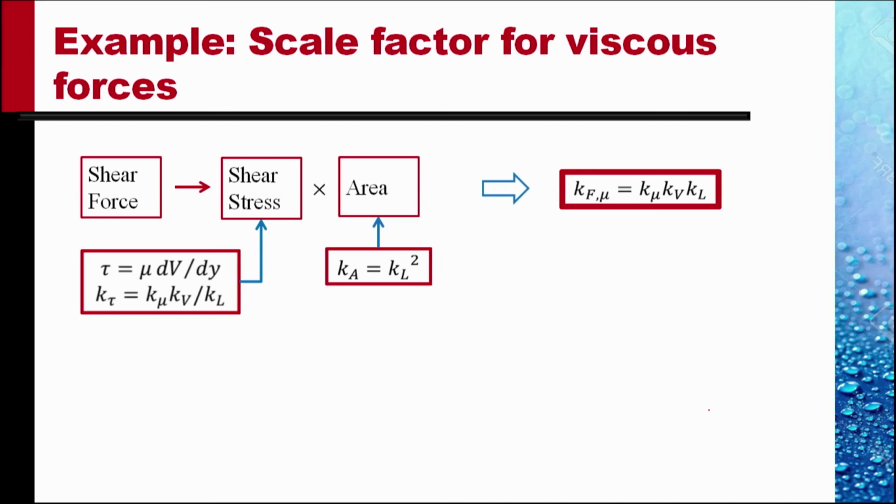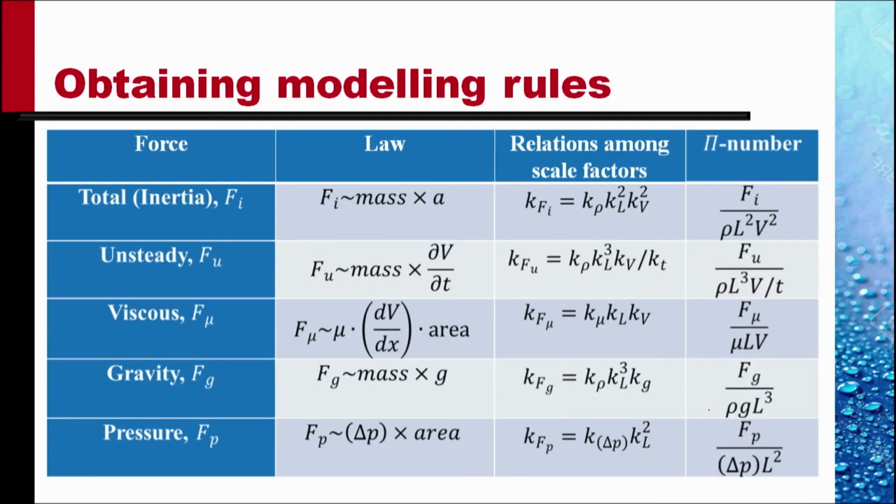And from this, we obtain a pi number F mu divided by mu VL, where the characteristic nature of the quantity is understood. Then the value in the prototype must be the same as that in the model form. We obtain modeling rules like in this table. For the inertial force, we already obtained Fi is equal to rho. We already obtained the pi number as Fi divided by rho L square V square.